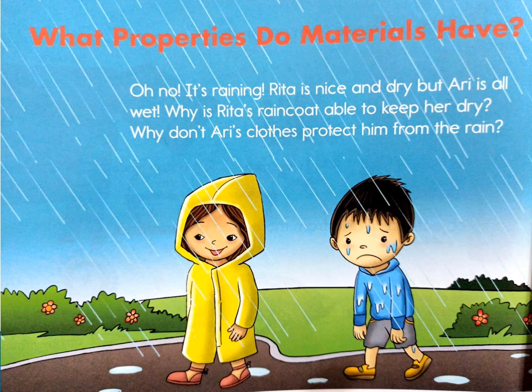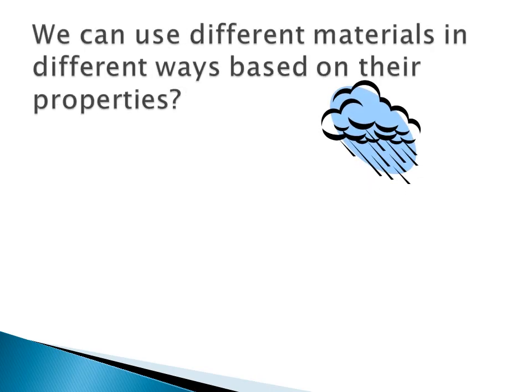Look at this picture. This is Rita, and this is Ari. Rita is wearing a raincoat, okay, and Ari doesn't wear anything, just his clothes. He's so wet, but Rita is so dry, right? Why do you think this happened? Because her clothes are different from his clothes, right? They are wearing clothes, right? But some have properties different from the others. So we can use different materials in different ways based on their properties.